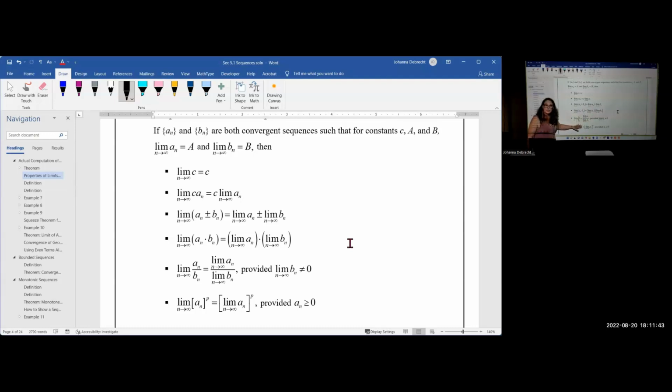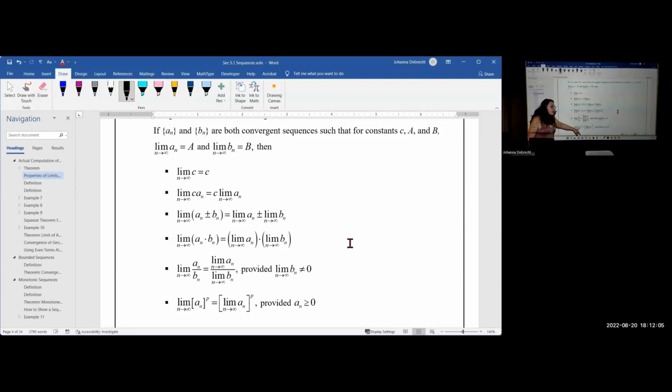And the limit of a quotient, including the limit of quotients of sequences, is the quotient of the two limits, provided, always, thou shalt not divide by 0. We don't want the denominator to be 0. This last one is also pretty useful. We'll see it comes up again in series and helps us out with something called the root test.